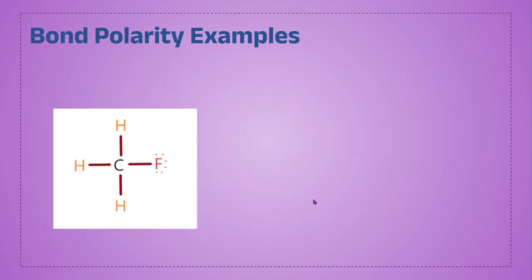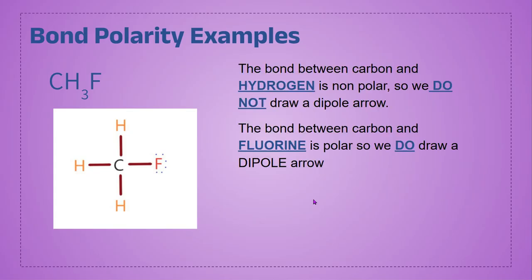Let's look at another example, CH3F. If you look at your electronegativity values, for the hydrogen-carbon bond, hydrogen has an electronegativity of 2.1, carbon has an electronegativity of 2.5. That's a difference of 0.4. So we classify that CH bond as nonpolar, and we don't need to draw the dipole arrow.